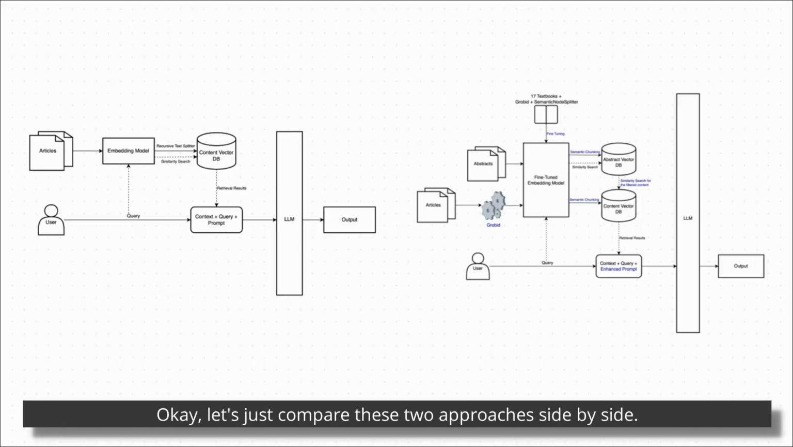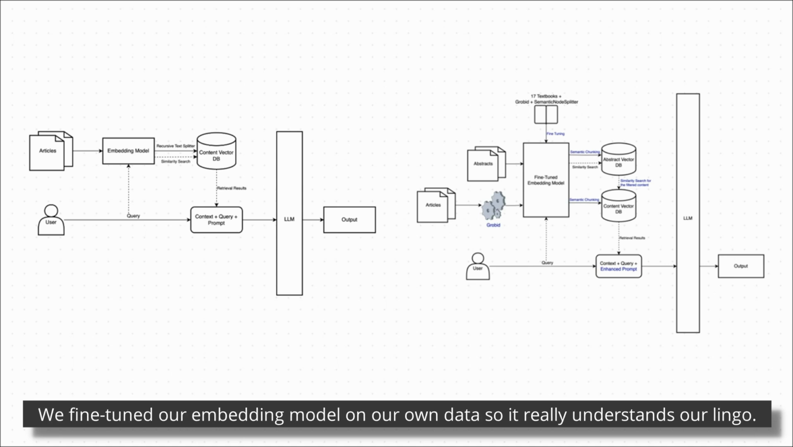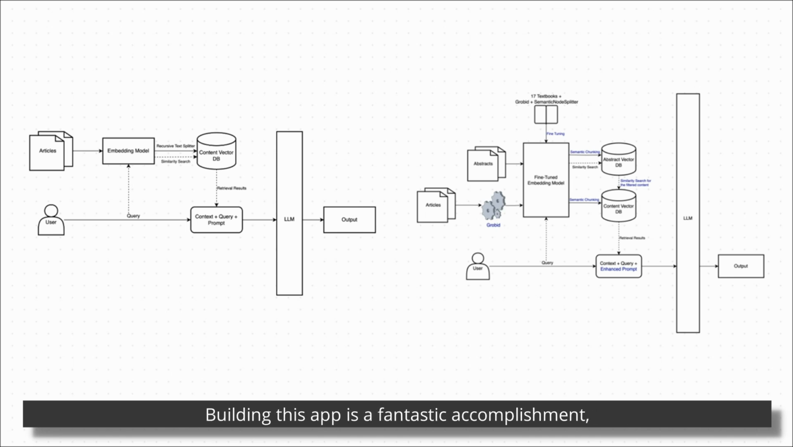Okay, let's just compare these two approaches side by side. On the left, you've got our simple, basic RAG architecture. It works, but on the right, you see a true production-grade system. Look at the upgrades we've made. We're using that smart semantic chunking. We fine-tuned our embedding model on our own data so it really understands our lingo. And we've even added an abstract-first search that can quickly scan summaries. Every single one of these pieces adds another layer of intelligence and dramatically boosts the quality of the final answer.